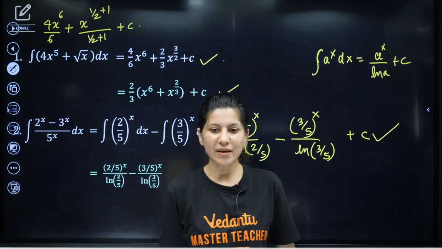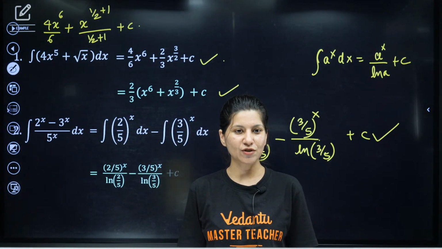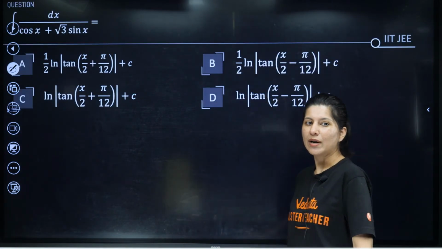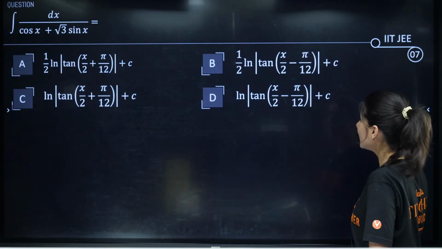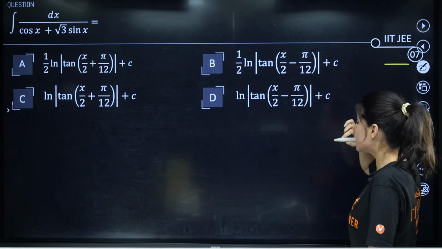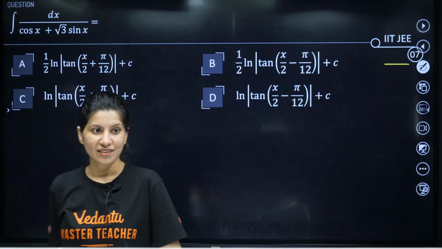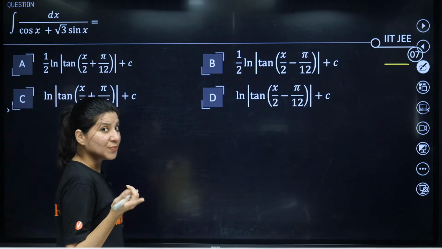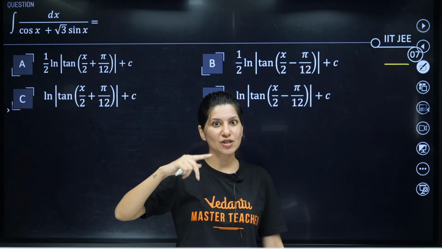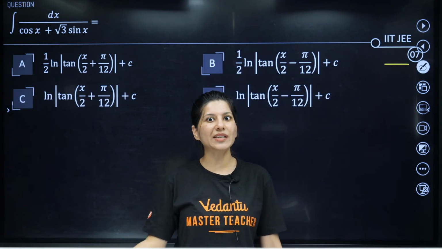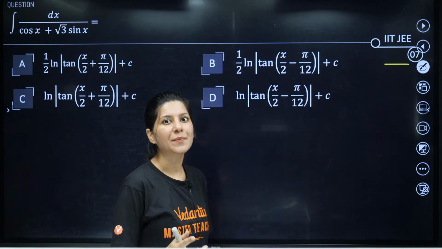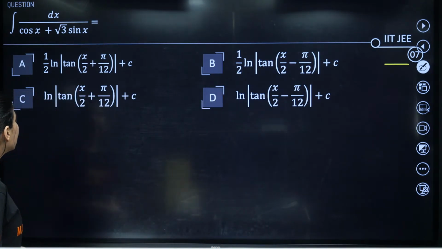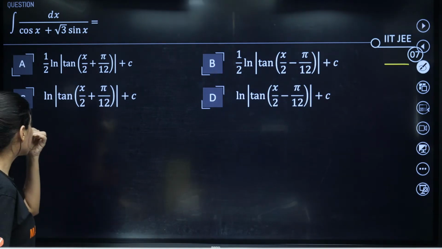One JEE Main question. It is a very old question. It was asked in IIT JEE 2007. But you know, previous very old questions have a tendency to get repeated. It's a trend these days. So, dx upon cos x plus root 3 sin x.